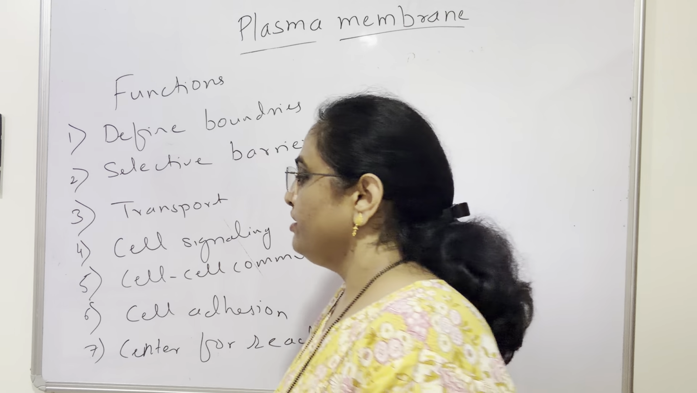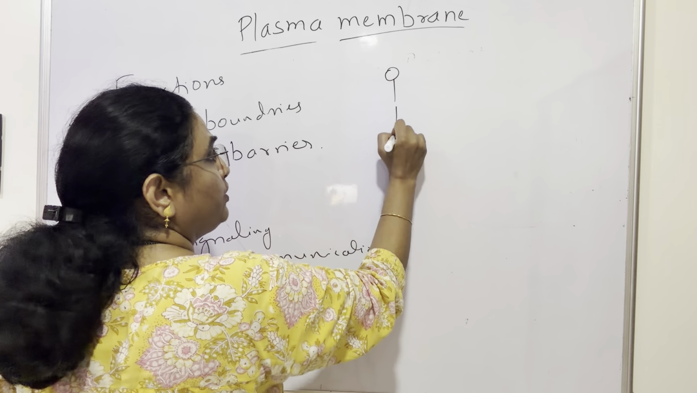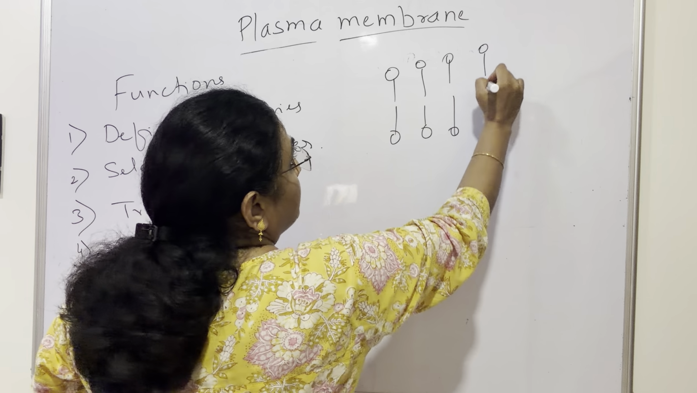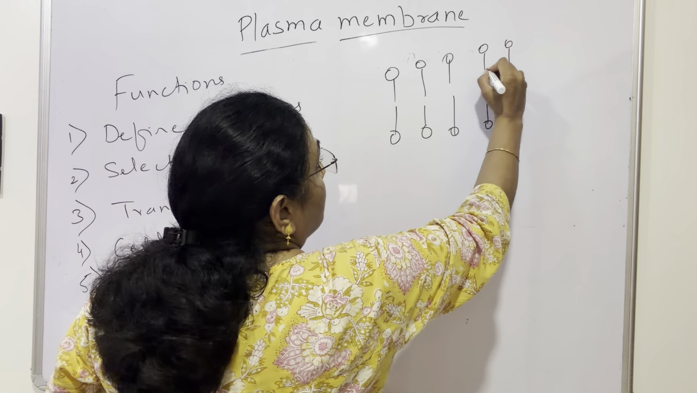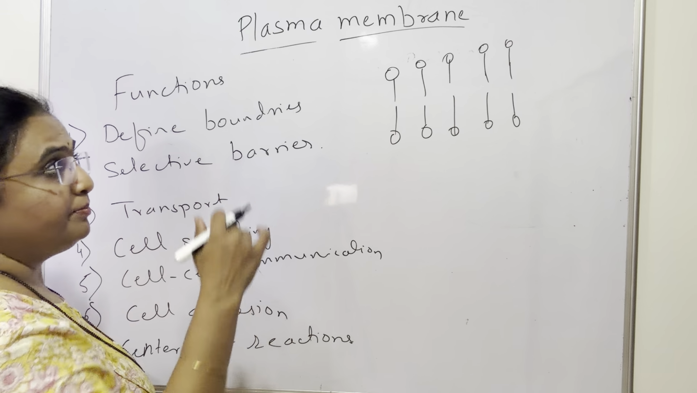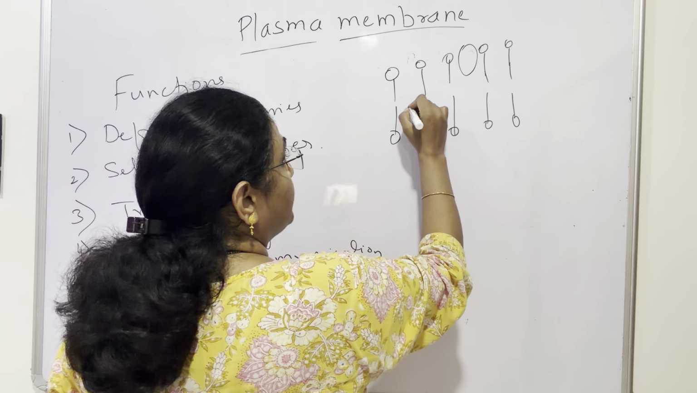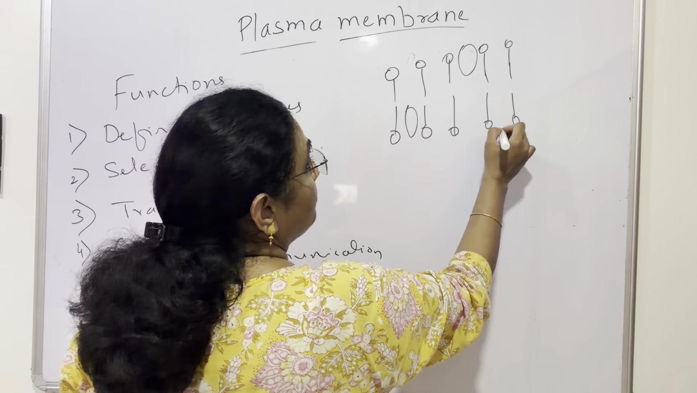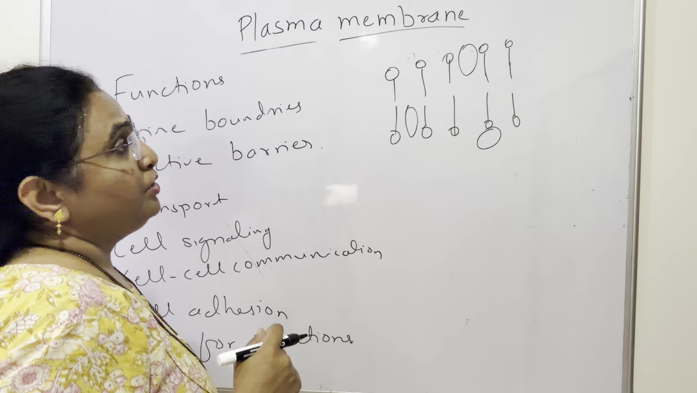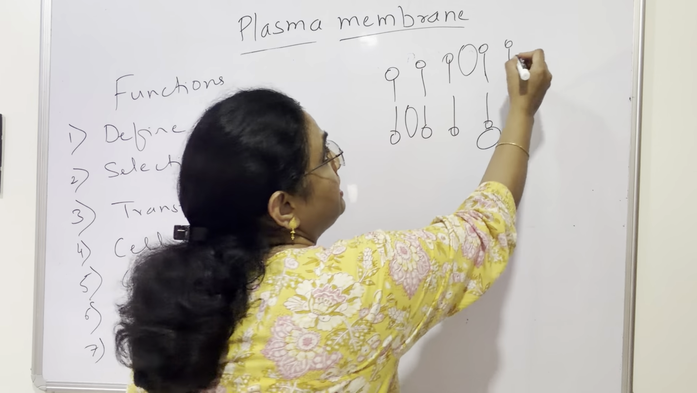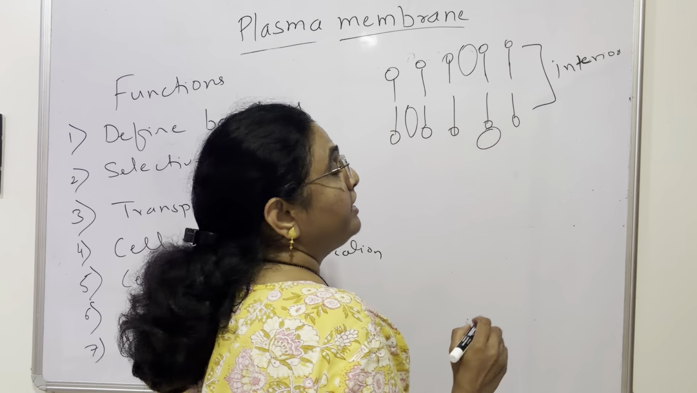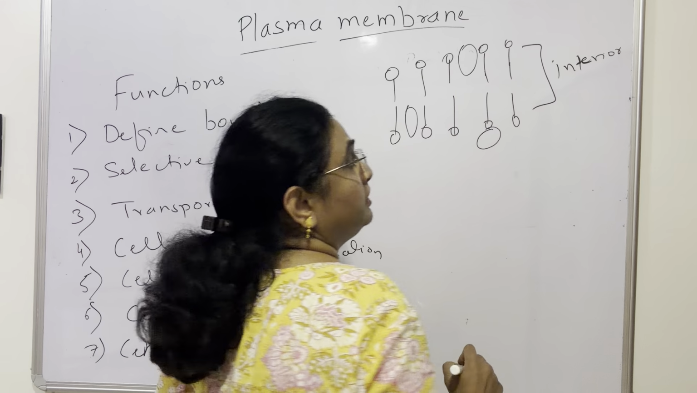Now, when you look at the structure of the plasma membrane, what do you find? You find that there is a lipid bilayer, and in that there is a presence of proteins. Here, when you look at this, this is the interior of the lipid bilayer.